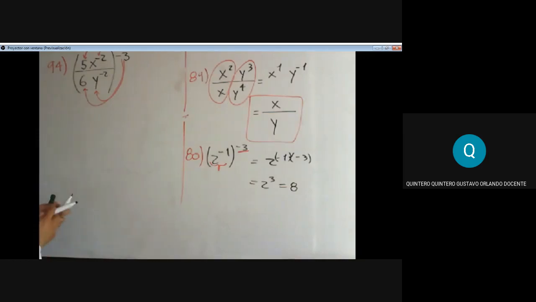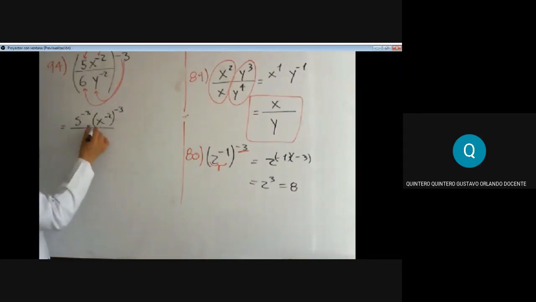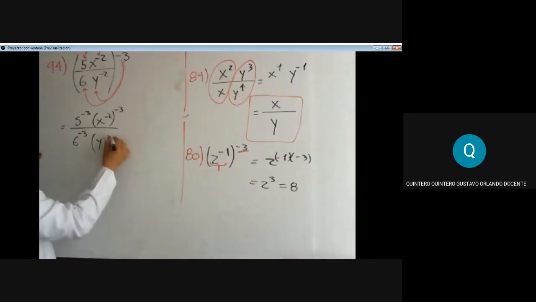Everything, all right? What I mean by that is, here's the fraction. What you're going to have is 5 to the negative 3, then x to the negative 2, to the negative 3. Did you see what I did? The negative 3 is being applied to both things on the numerator, but also on the denominator. So 6 to the negative 3 and y to the negative 2, all of that to the negative 3. All right? Now we can do things.